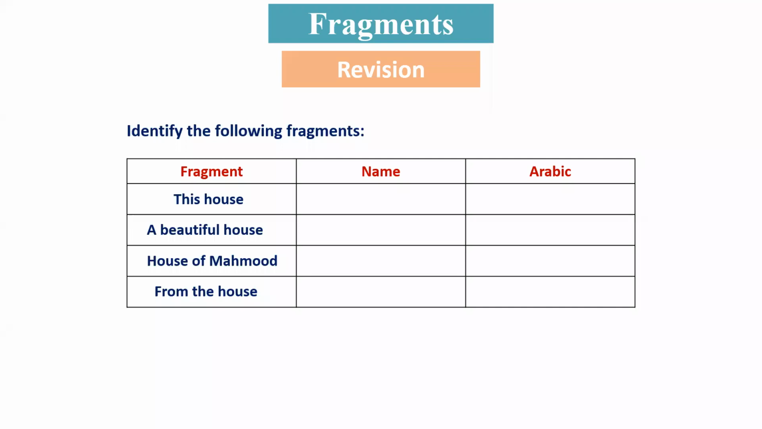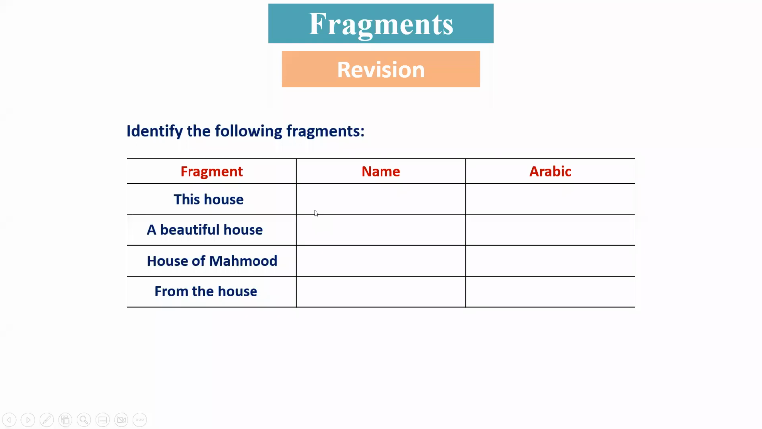This house. The second one is a beautiful house. Third one is house of Mahmud. And the fourth one is from the house. 4 fragments right in front of us. The first question is, what is the first fragment? Which of the 4 fragments it is? What is the name of this fragment?